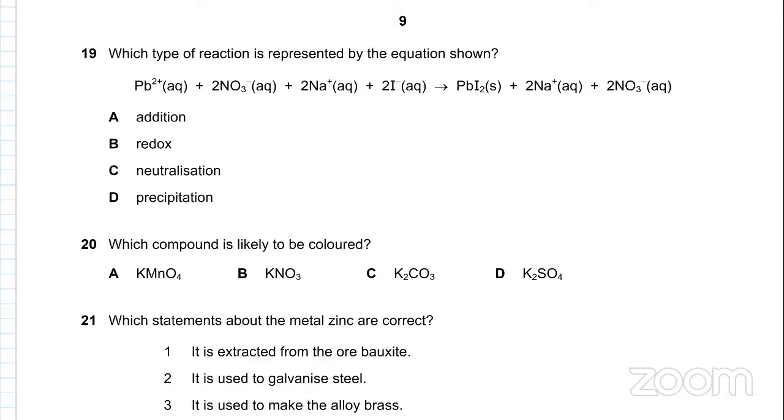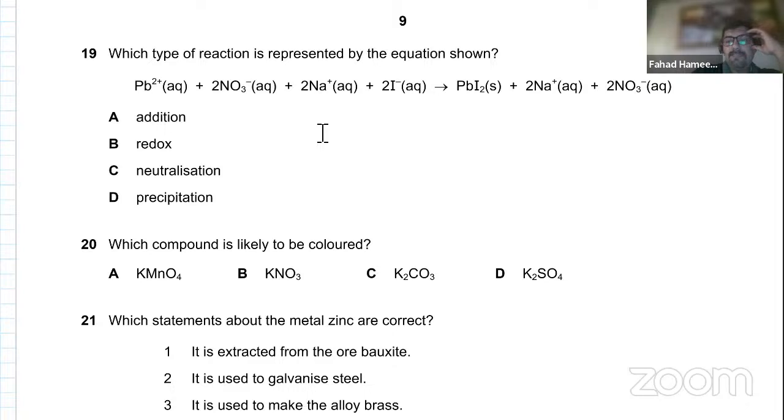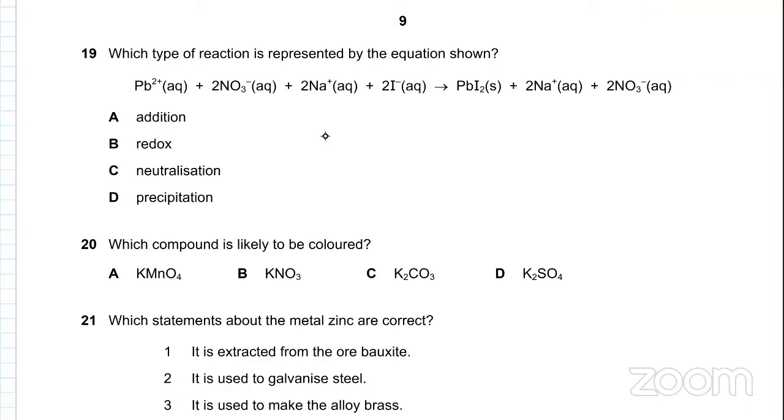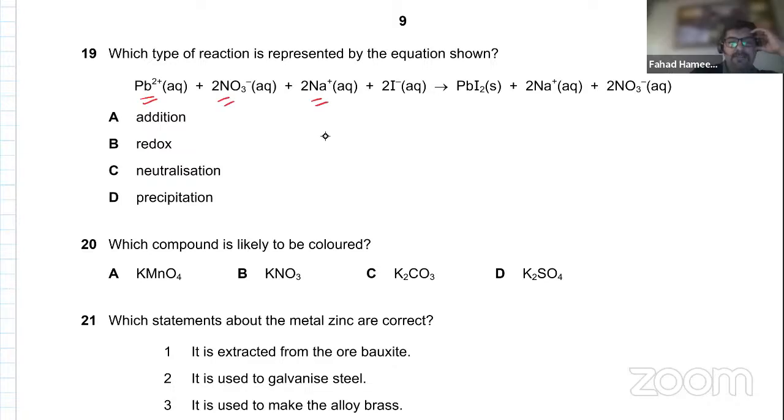Precipitation? Yes, this is precipitation. A precipitate is getting formed. A bunch of ions were added into the solution, and then your lead ions and your iodide ions ended up forming a solid precipitate, while the other ions are still floating around in water. Okay? So this is precipitation.